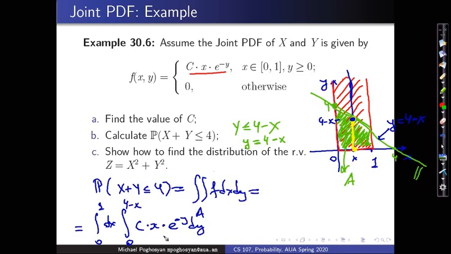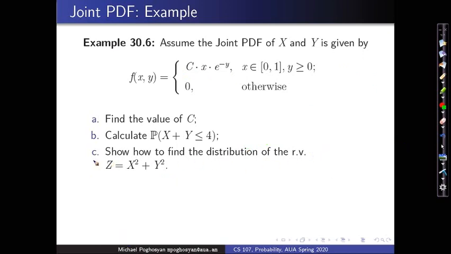So it remains to calculate this integral. We have that value c from the part a. So we will obtain some number here. Okay, now let me erase everything and solve c.